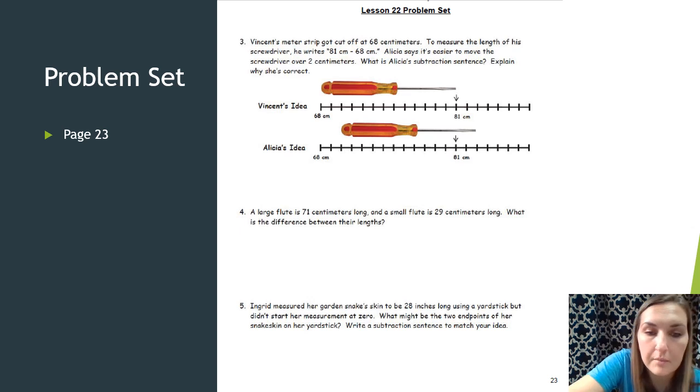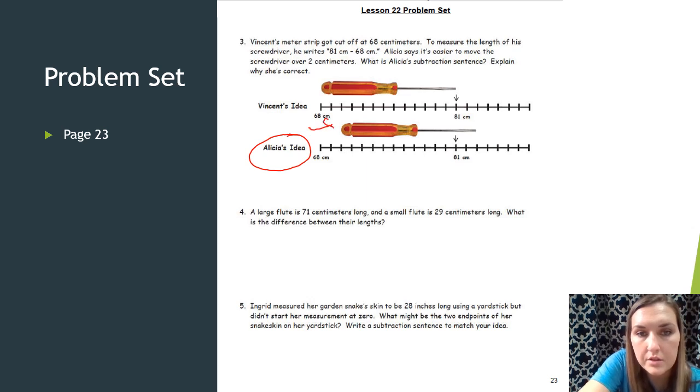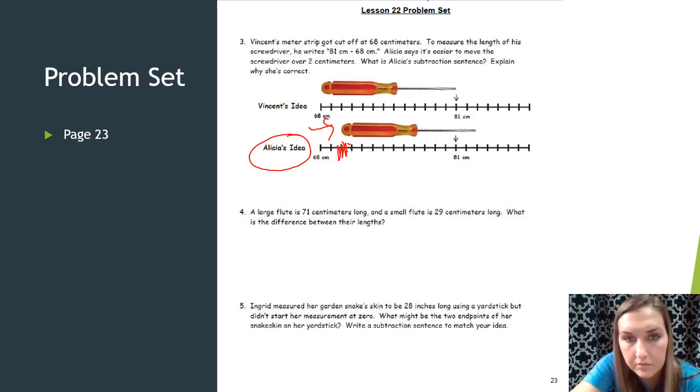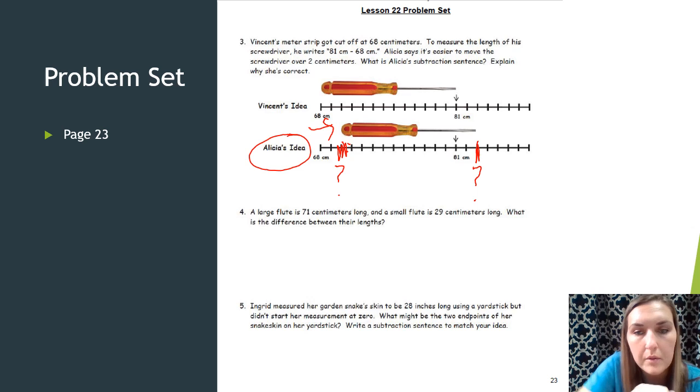So on this problem, here's Alicia. She moved her screwdriver over to a different endpoint. So you need to look at that endpoint right there and her endpoint right here and write a subtraction sentence that matches her number line. Figure out what these numbers are for her endpoints and subtract.